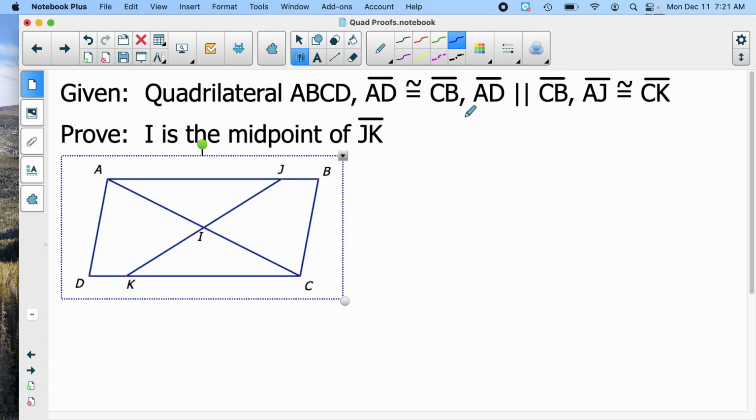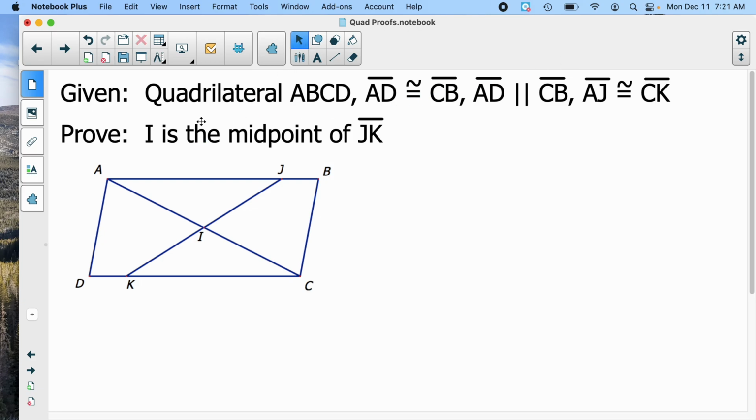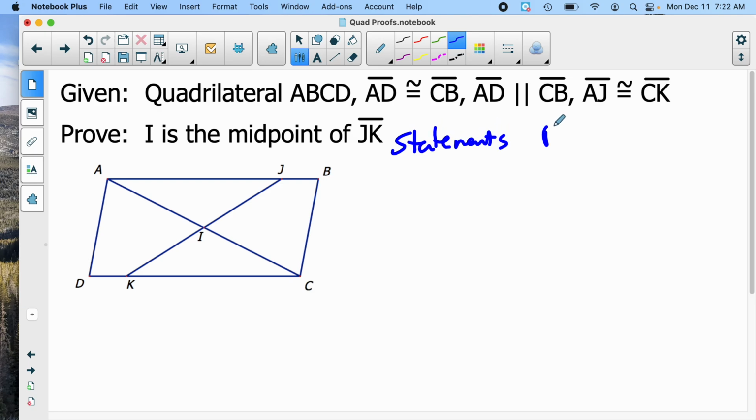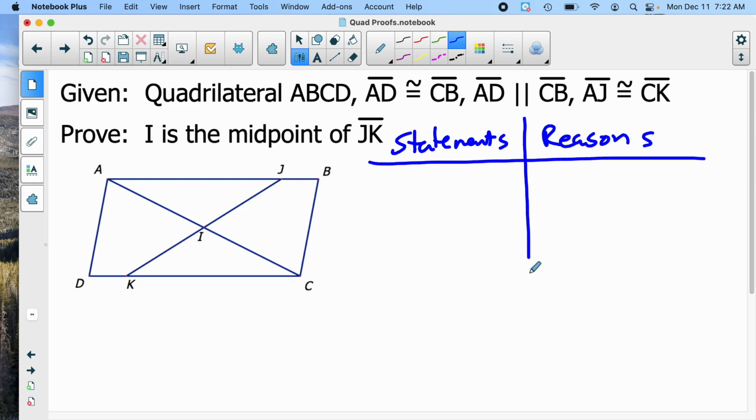So this is one that I want to kind of work with you on. And here's the hint. The hint is that I'm given a quadrilateral, but doesn't this quadrilateral look a lot like a parallelogram? So since it does, what I'm going to do is show that it's a parallelogram first to open up all those properties of parallelograms. I know AD is congruent to CB, and I know AD is parallel to CB. I also know that AJ is congruent to CK. That's all the stuff that I'm given.